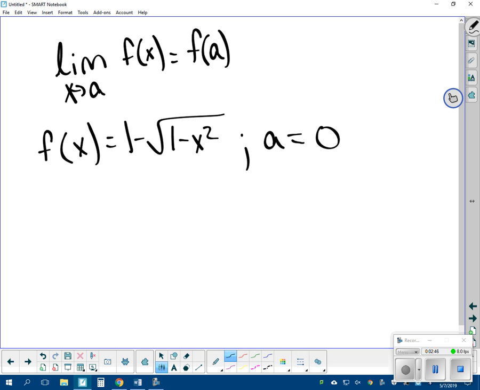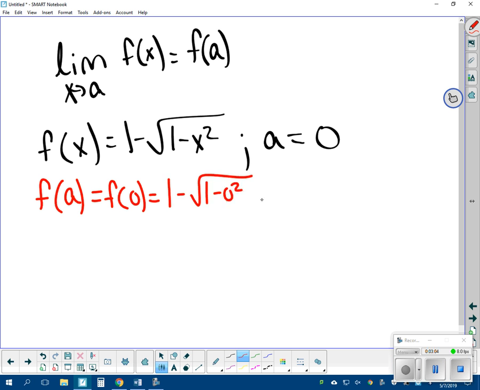Okay, so how would you show that it is either continuous there or not continuous there? What would be the easiest thing to find? Right, so just find f of a, which in this case is f of 0. So that'd be 1 minus the square root of 1 minus 0 squared, which is 0. Then you need to find the limit as x approaches a, which in this case is 0, of your function.